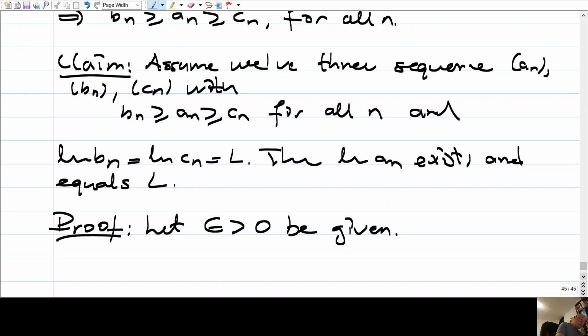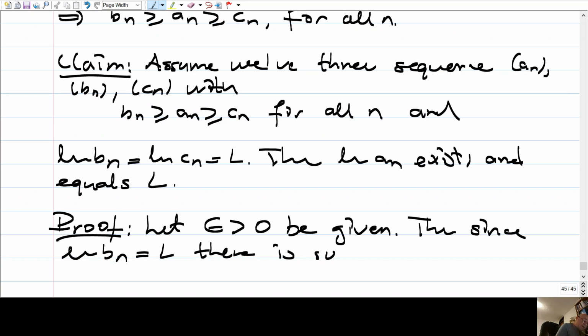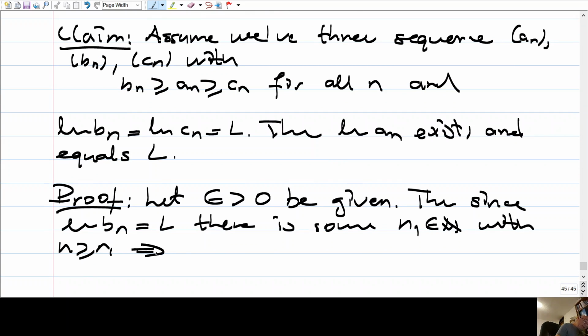Both sequences are convergent, right? Then since limit Bn is equal to L, there is some n1, let's say, with n greater than n1. We have what? N greater than n1 implies Bn minus L is less than epsilon.